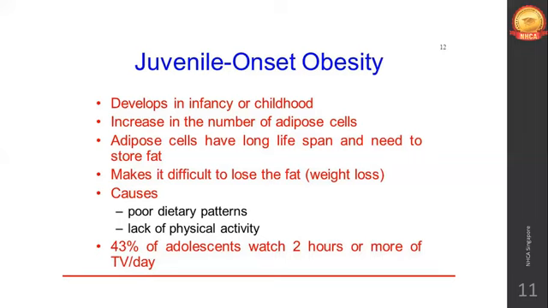The causes are poor dietary patterns and lack of physical activity. 43% of adolescents watch at least 2 hours of screen time. Nowadays it is not much about the TV, it's more about your usage of smartphones. Just sitting and playing video games, or just scrolling through the web, sitting in your room and not moving around, not going outside, not witnessing the world outside, etc. That could lead to juvenile onset obesity.